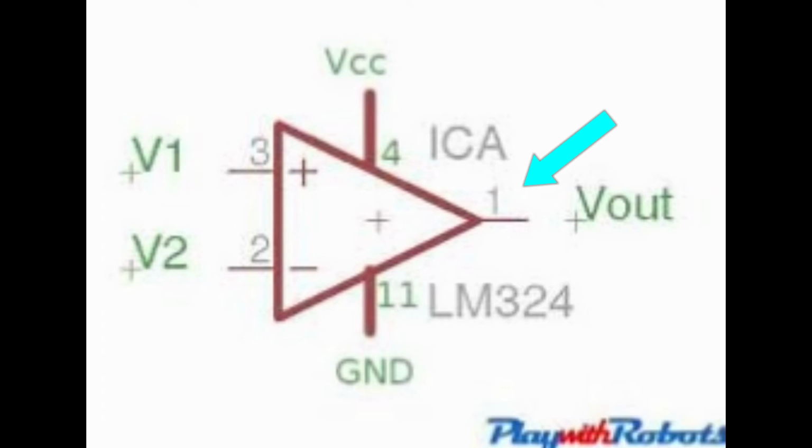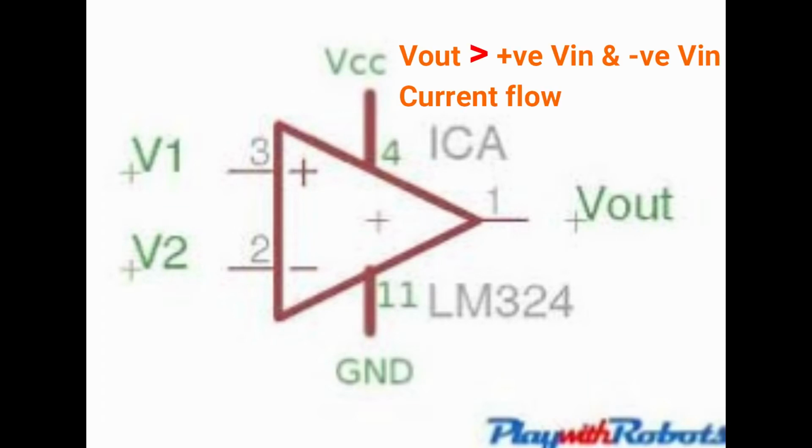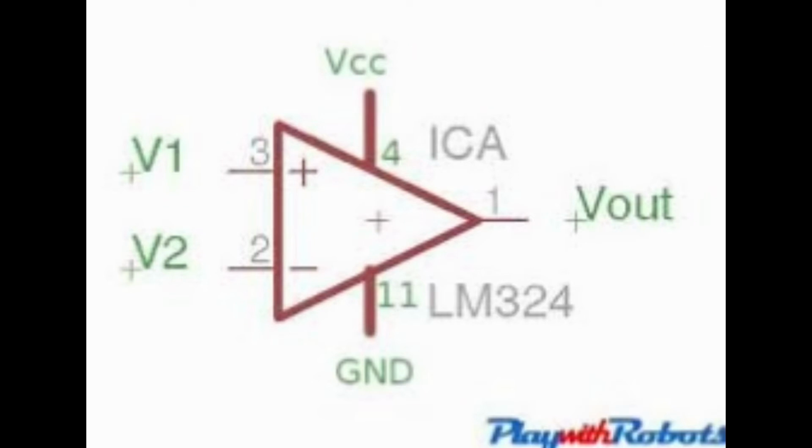So technically, the output will come out with more voltage or signal if the positive input voltage is greater than the negative input voltage. If the negative input voltage is greater than the positive input voltage, the output is opposite to the input signal and will come out with a negative value of voltage and no current flows.